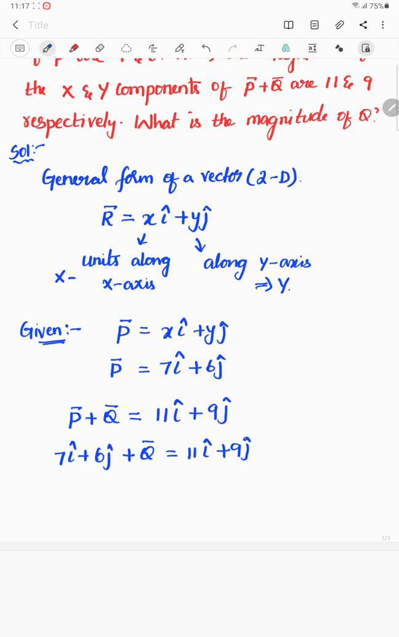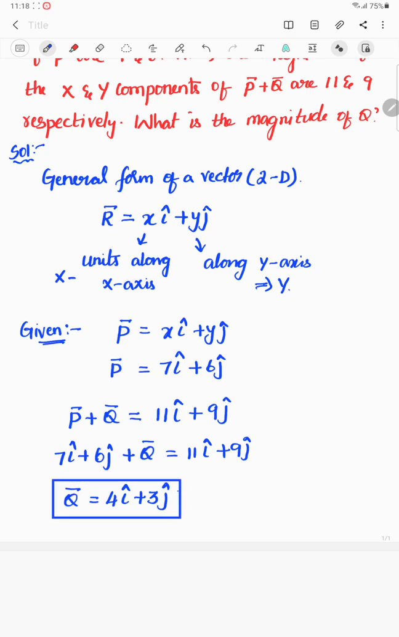As we know, we can transpose directly. Transposing these terms to the other side, 7 gets subtracted from 11, which turns out to be 4 i cap, and 6 j cap gets subtracted from 9 j cap, which turns out to be 3 j cap. So finally the vector q bar is given as 4 i cap plus 3 j cap.